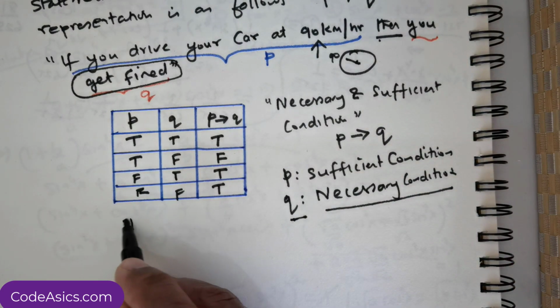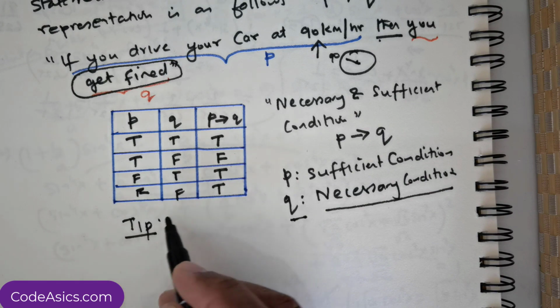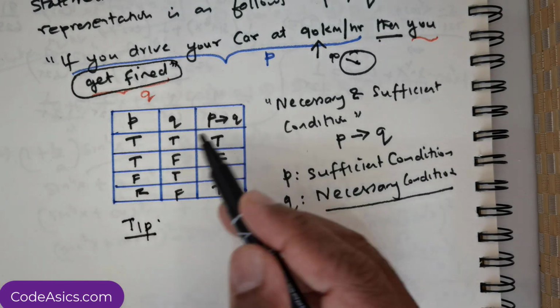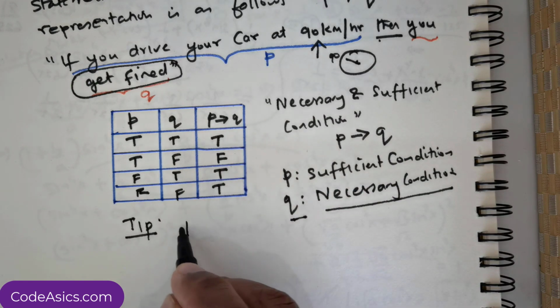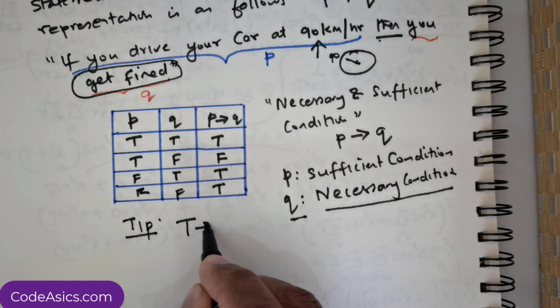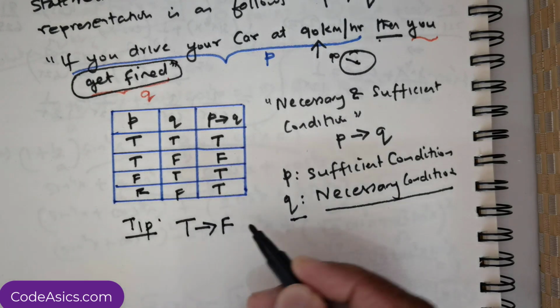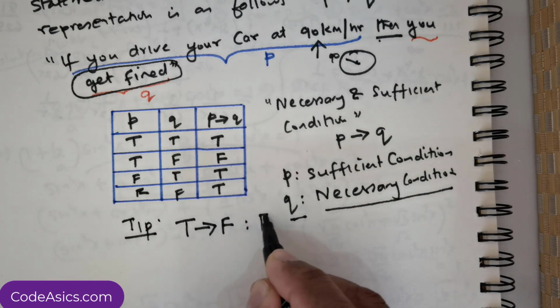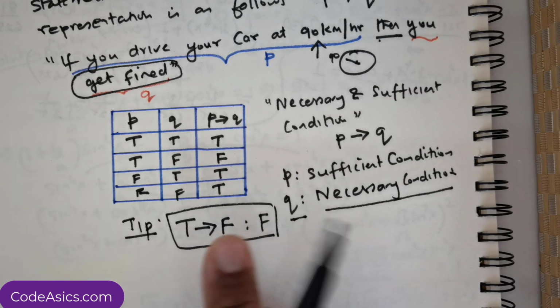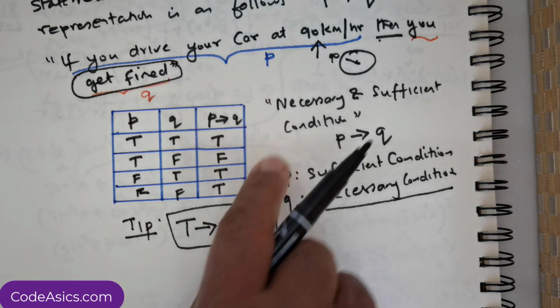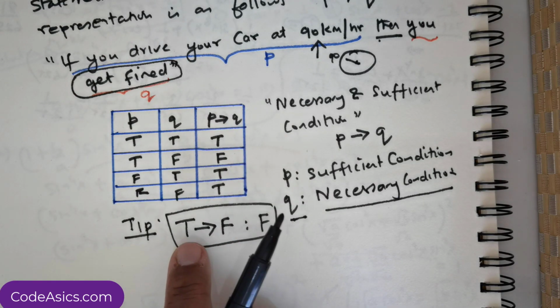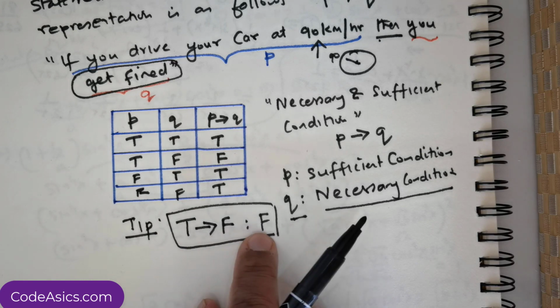Now I have promised you that I will give you a tip. With this tip, you can handle any conditional statement. Now that tip is, have this in mind. Whenever you have T going to F, the outcome will always be F. All that you need to remember in this case for designing the truth table is this: when T goes to F, outcome is always F.